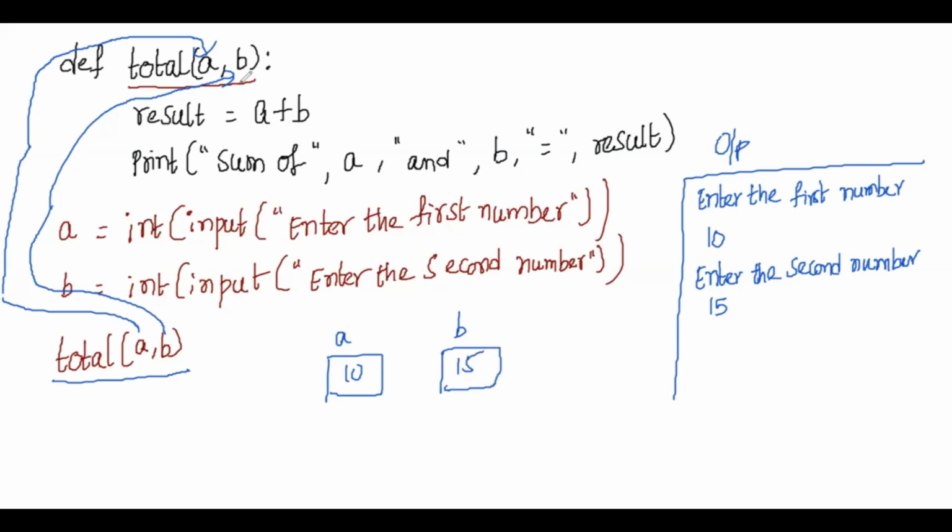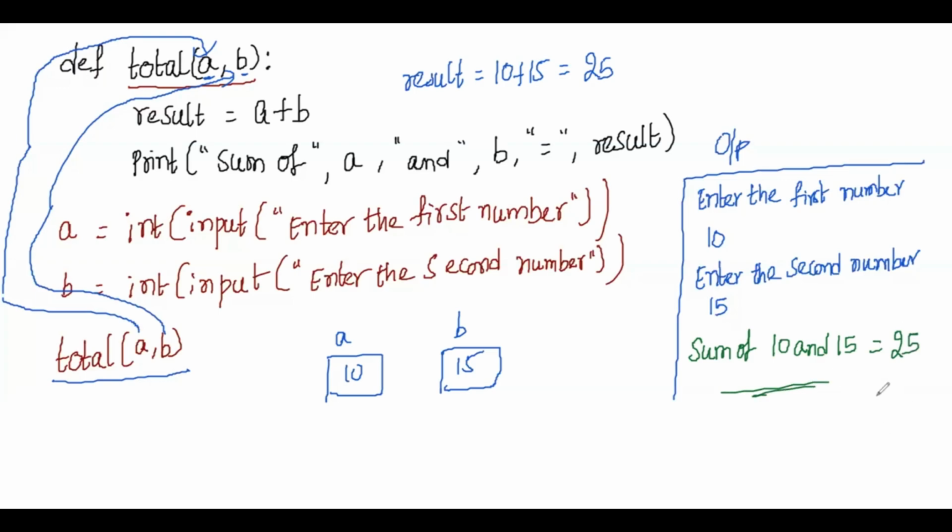So both these values are copied into variables a and b respectively, and now you can see result equal to a plus b. Here the result will be computed as a plus b. The a value is 10 and the b value is 15, so 10 plus 15 becomes 25. And finally we are displaying that result, which is sum of a and b: the value of a is 10 and b value is 15, is equal to 25. So this will be displayed when you execute this particular code, like this.